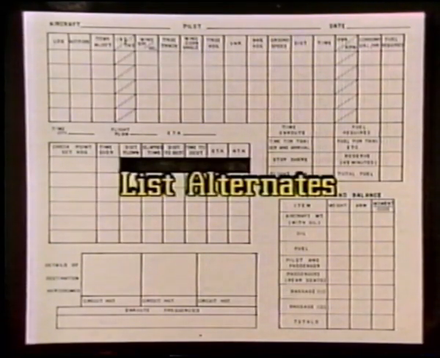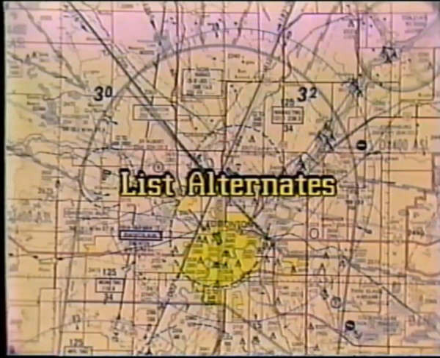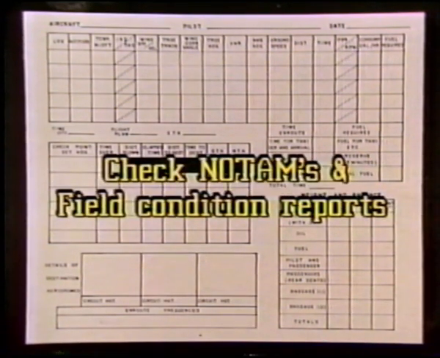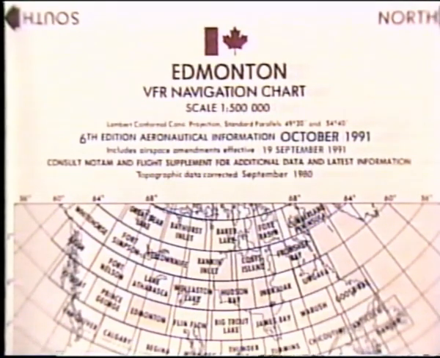You should list all suitable alternates in chronological order on the flight log and circle them on the navigation chart. Enter the weather data on the flight planning form. Check NOTAM and field condition reports. Now, it is time to plan the route.